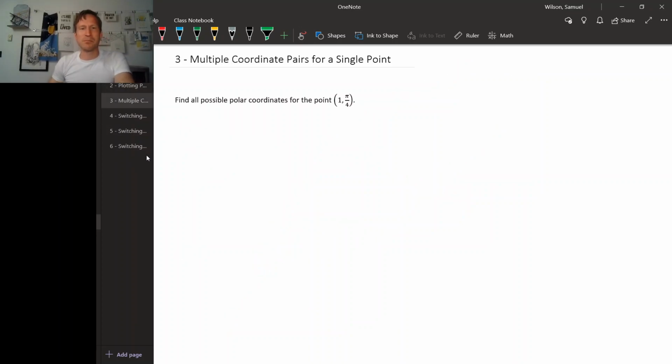So let's look at an example. Let's find all of the possible polar coordinates for this point, 1 comma pi over 4. I guess maybe we should start out by really understanding where this point is.